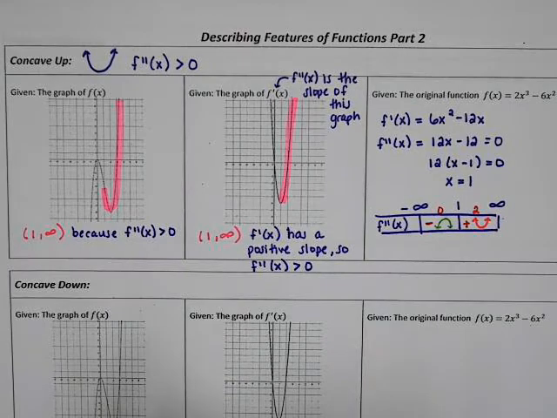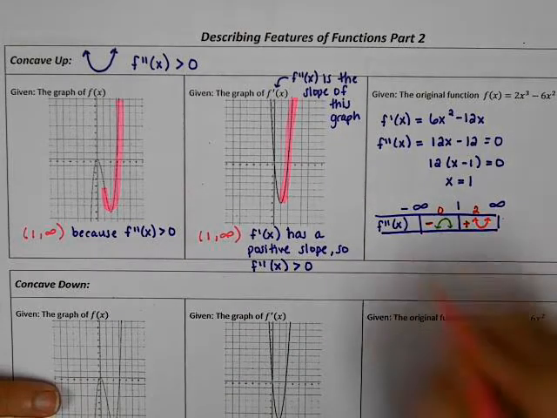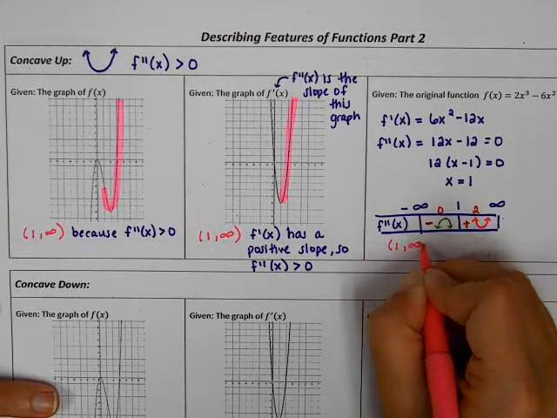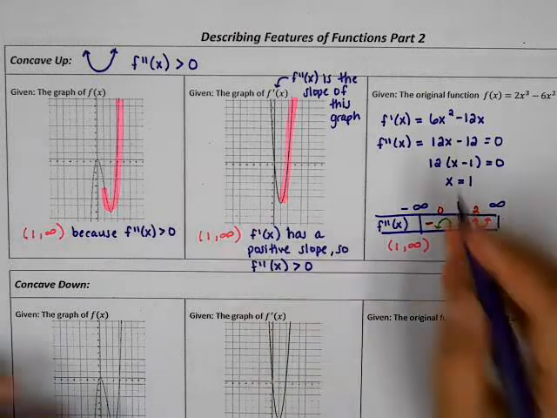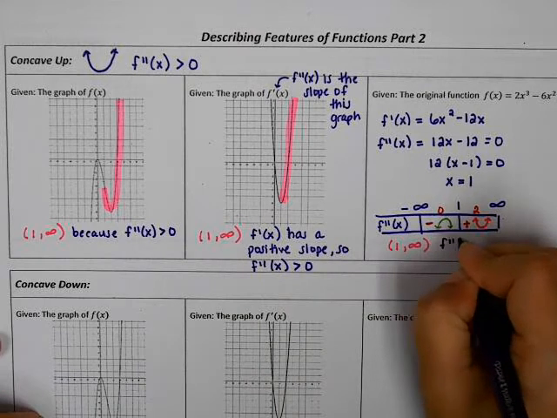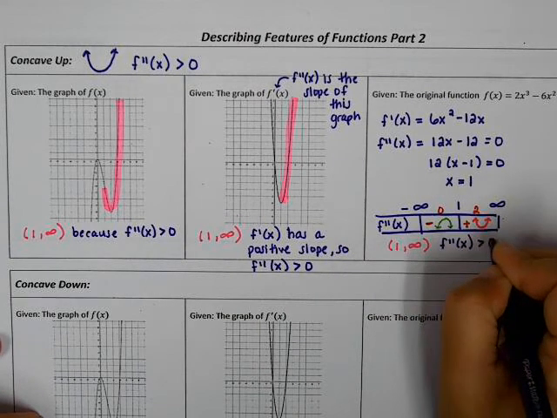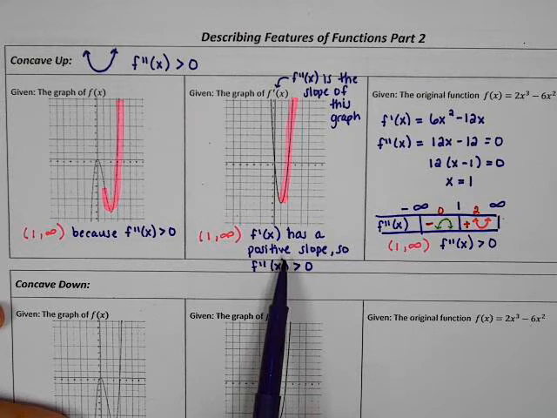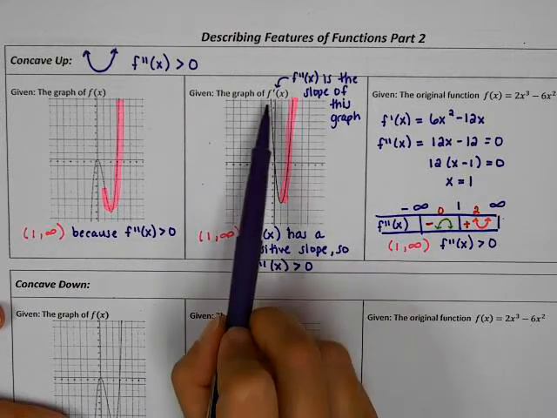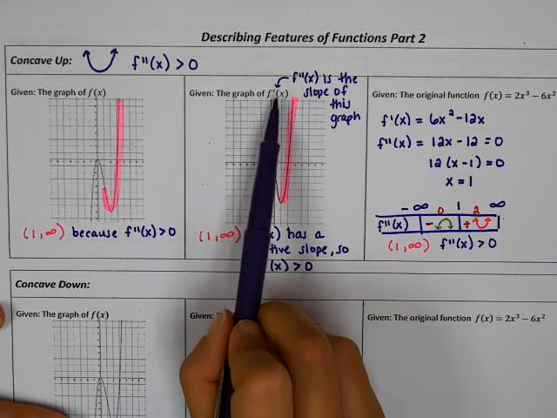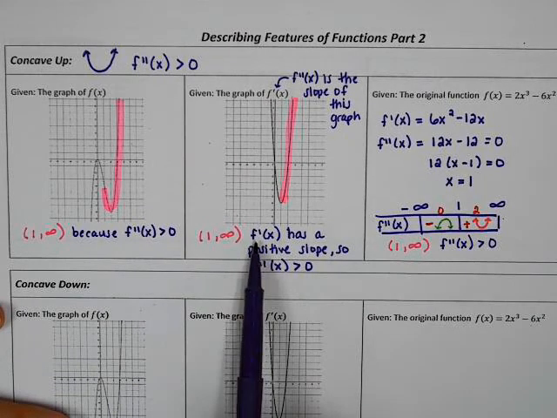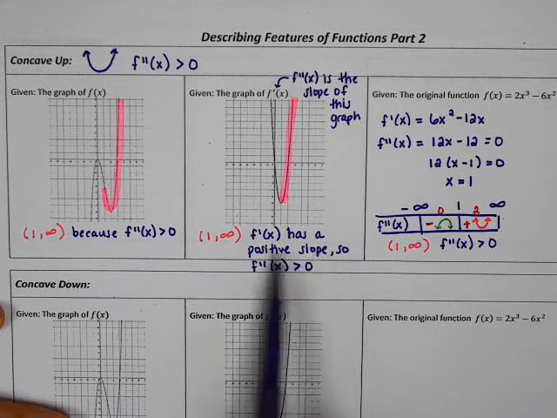Which means if I were to say, where is your graph concave up? The original graph is concave up between 1 and infinity because the second derivative is greater than 0 there. Now, one thing I should point out, and this is really important, your answer should always reference what you have. So since here I have the first derivative, my answer should say, because the first derivative has a positive slope.